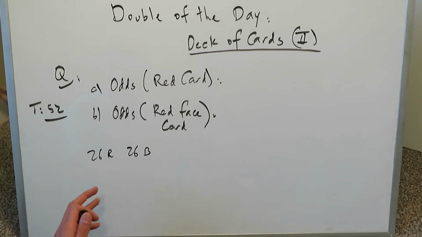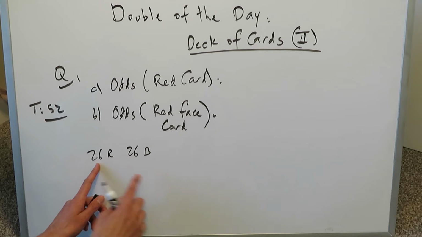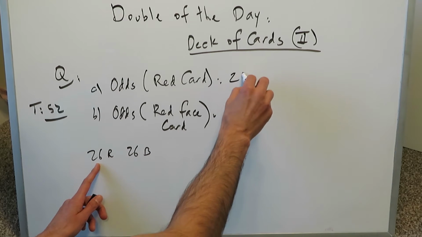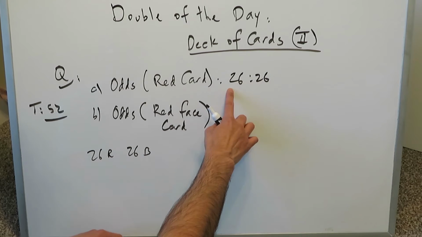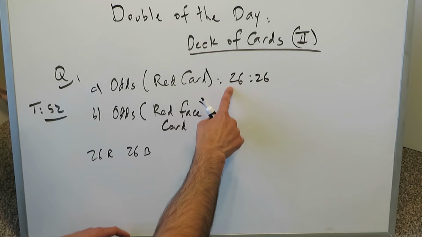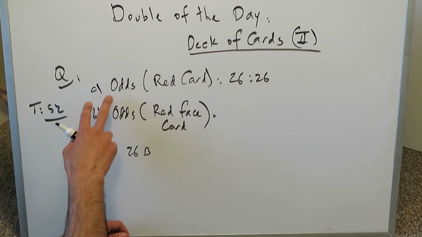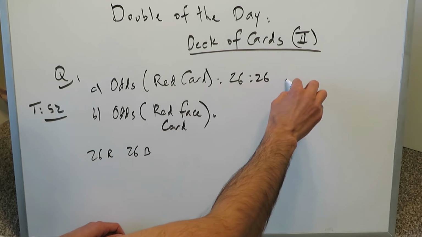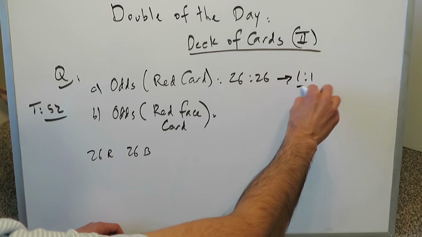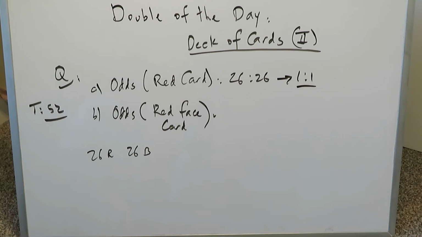So the odds calculation and determination is easy. It's just the ratio of the two integers. You'll have 26 to 26 because there are 26 successful cards here which are red and there are 26 failing cards here which are black. Failing and success in terms of what you want. And this really translates to 1 to 1. So your odds of selecting a red card are 1 to 1.